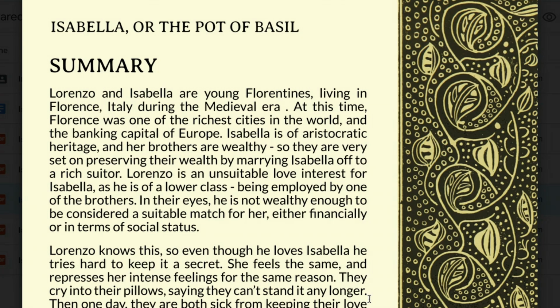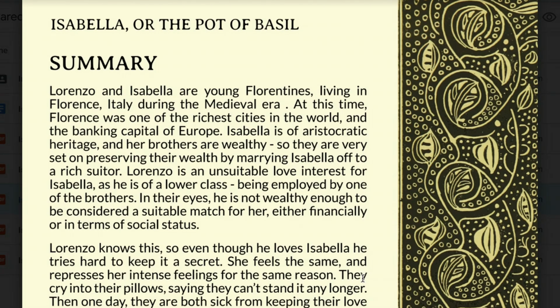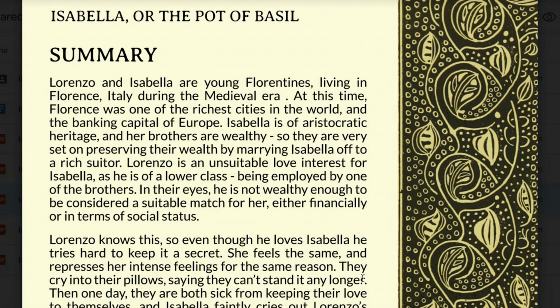So it's going to be a quick lesson where we just go through what is going on in the story. So firstly, we've got these two characters, Lorenzo and Isabella. They're young Florentines, so they live in Florence. They live in Italy in the medieval era. It's important generally to know that at this time, Italy was not a full country. So the different states of Italy, or the different provinces, are all individual countries kind of in themselves. So being Florentine is different from being Venetian, for example.